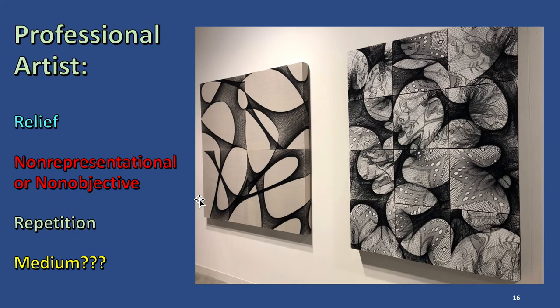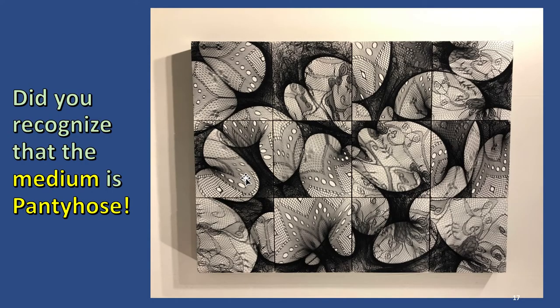All right, this one, it's a relief. It's a little bit of a textured surface. It's not very 3D. Non-representational. It's not representing anything. It's just abstract design. Lots of repetition in shapes and forms there. And the medium, if you think about it, it'll come to you. They're pantyhose.